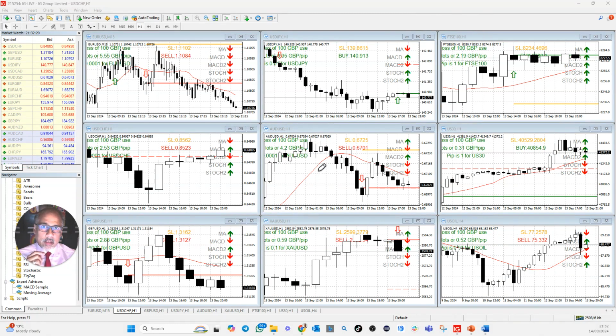And what you're ideally looking for is probably 2 to 3 open positions at any one time, some long, some short, so that you are overall well diversified.